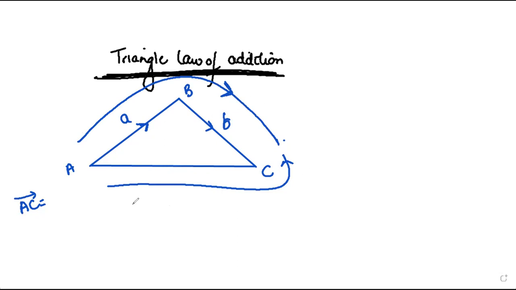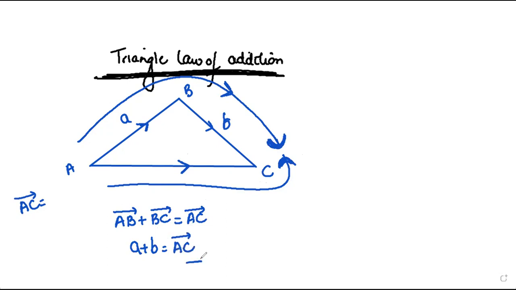So I can add those two sides that are following each other, moving in the same direction. Vector AB plus vector BC equals vector AC, because vector AC is in the opposite direction. You can clearly see it's opposite. So AB is a, BC is b, and vector AC will finally be a plus b.